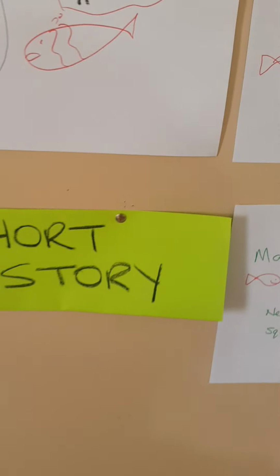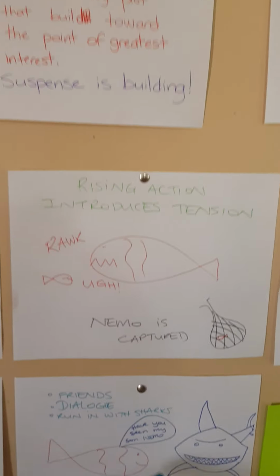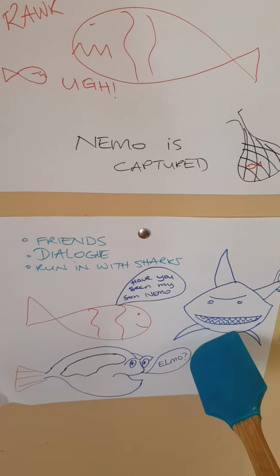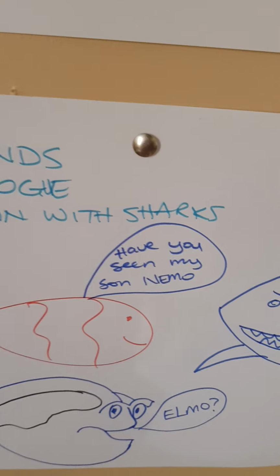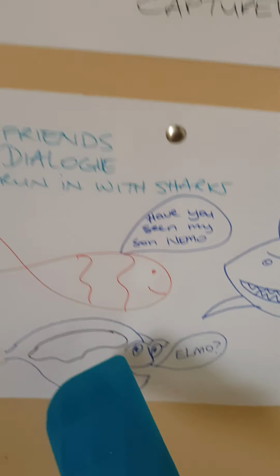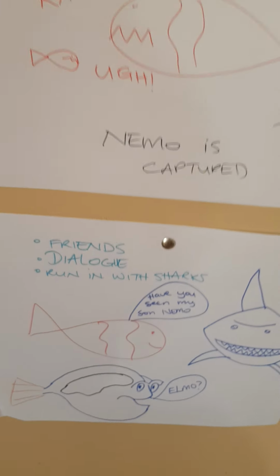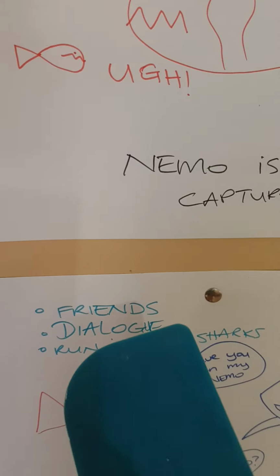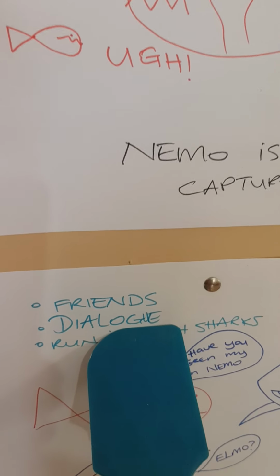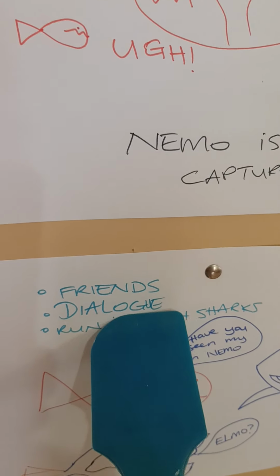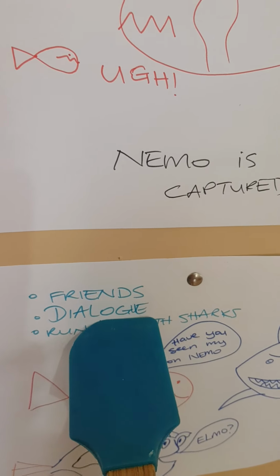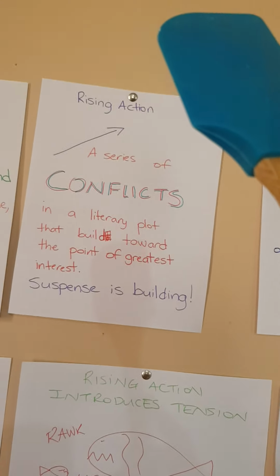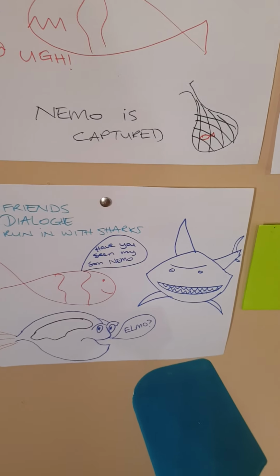So just to go over the stuff here, because I realized I left out the shark thingy. In the rising action, they had also met the sharks, and then the father had met Dory. So he was saying here, have you seen my son Nemo? And then Dory says, Elmo, right? And I sent a worksheet today for you guys to do, talking about dialogue and showing how you can find out character traits through dialogue, right? So all of this can take place in your rising action, right?